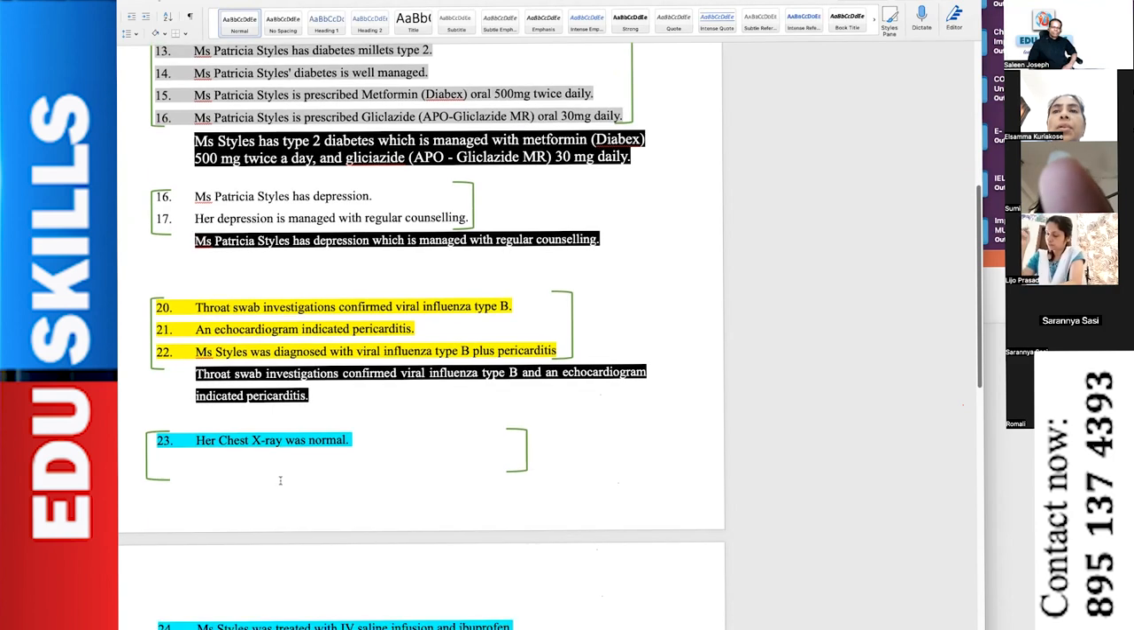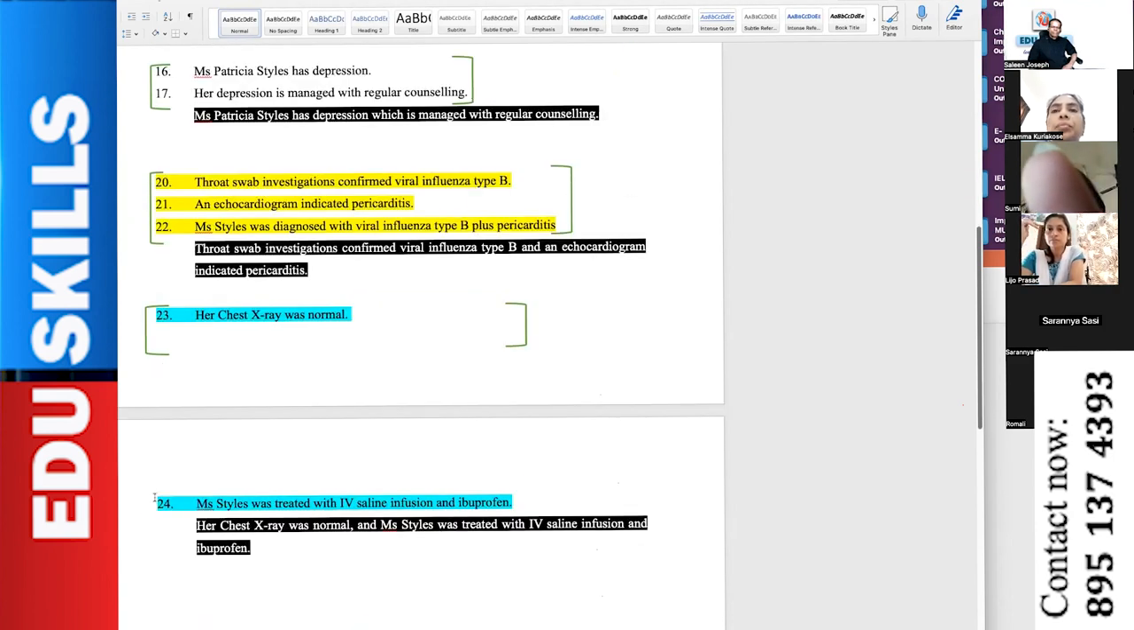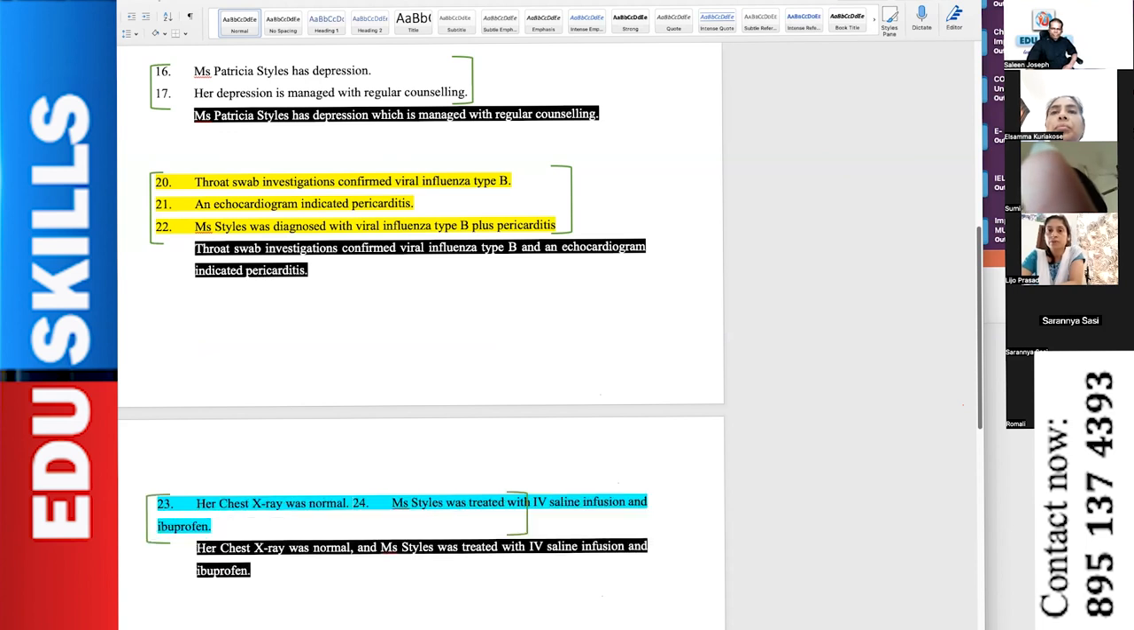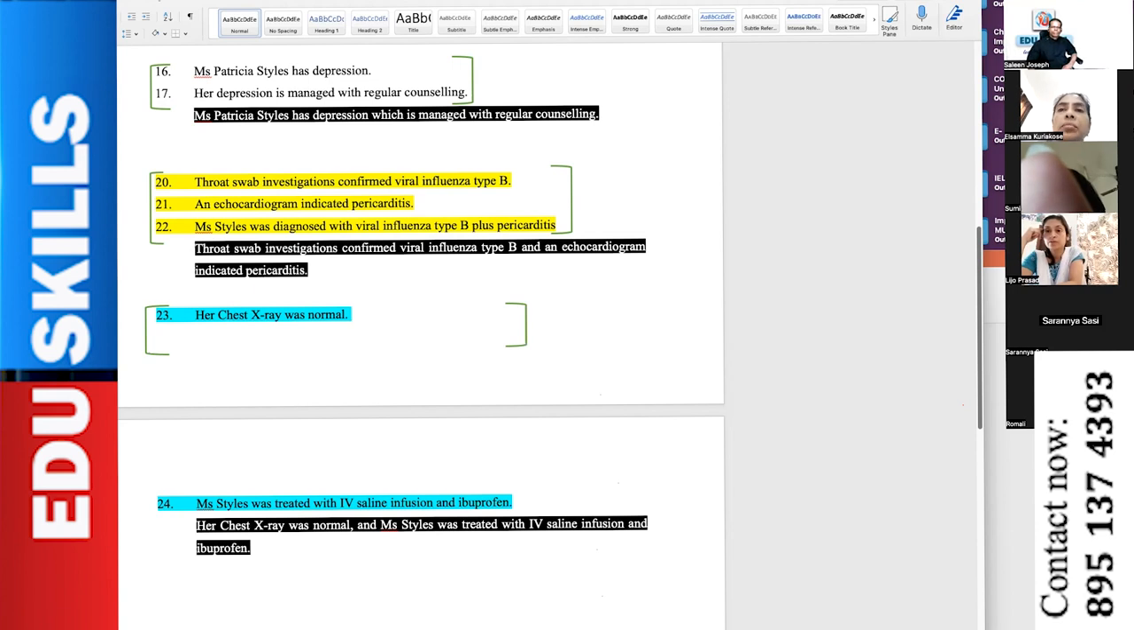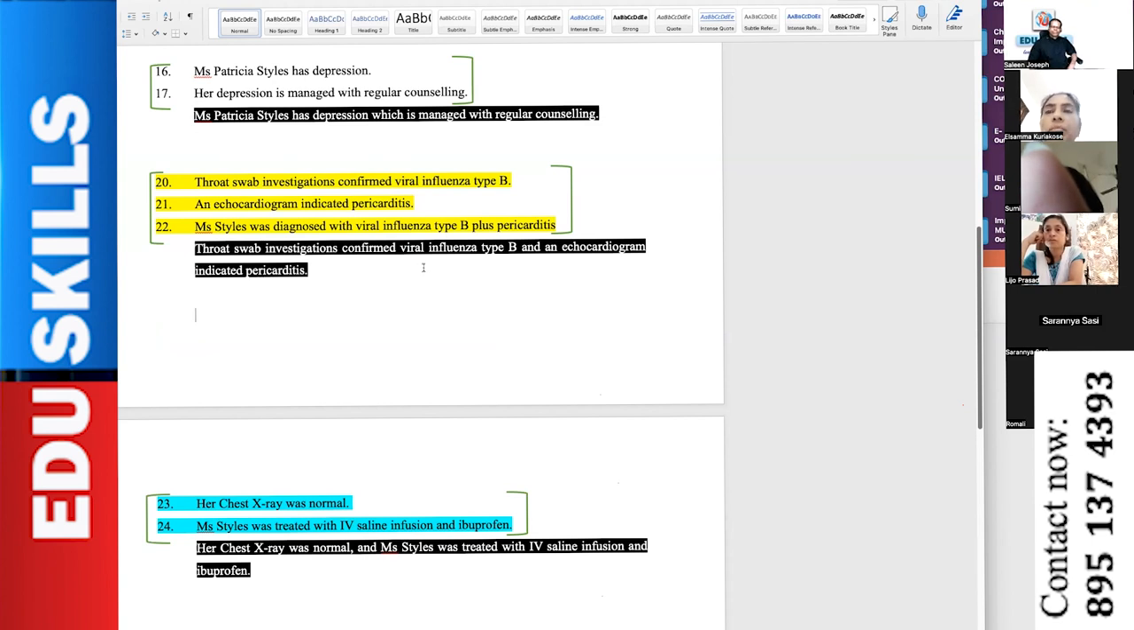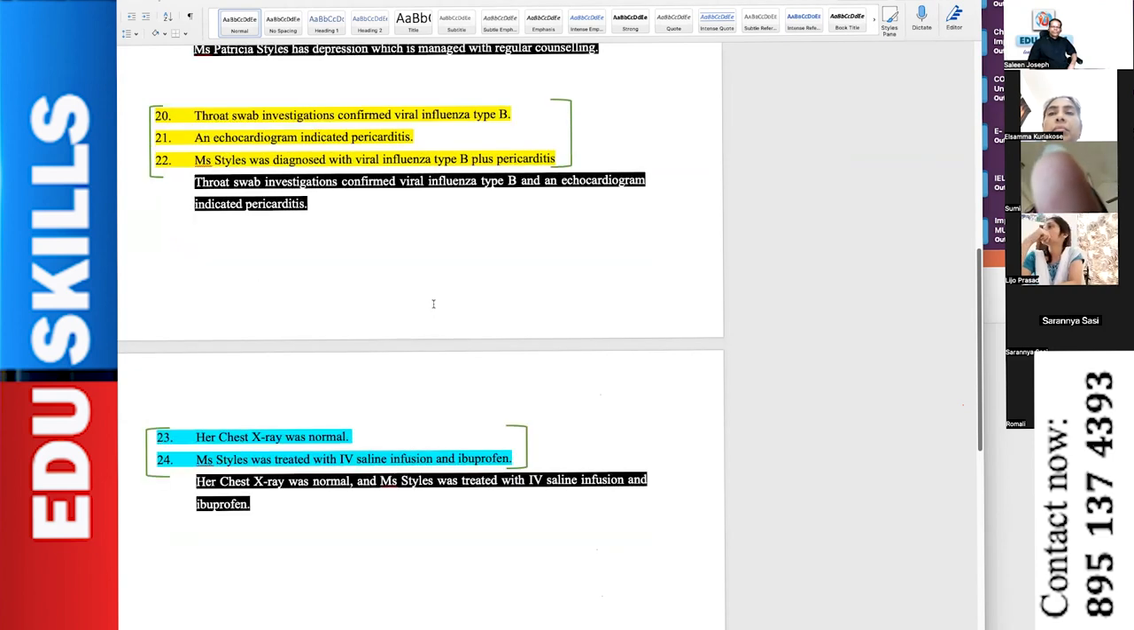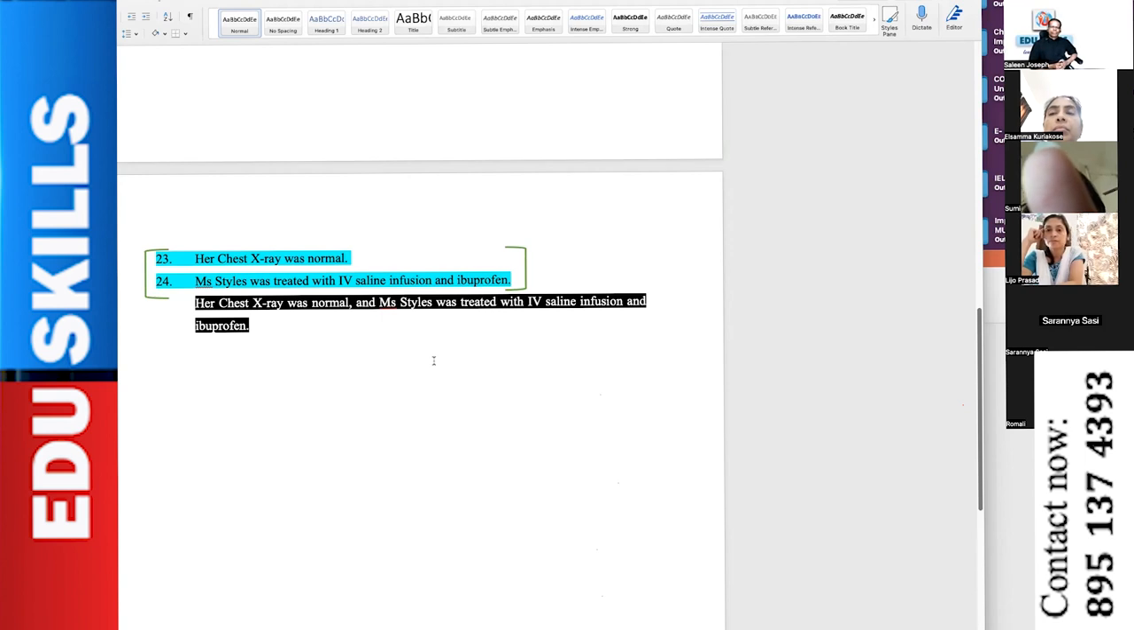Everything takes time. Throat swab investigation confirmed viral influenza type B. An echocardiogram indicated pericarditis. Ms. Styles was diagnosed with viral influenza type B plus pericarditis. So, compound sentence: Throat swab investigation confirmed viral influenza type B and an echocardiogram indicated pericarditis. Okay, last one. Her chest x-ray was normal. Ms. Styles was treated with IV saline infusion and ibuprofen. Her chest x-ray was normal and Ms. Styles was treated with IV saline infusion and ibuprofen.